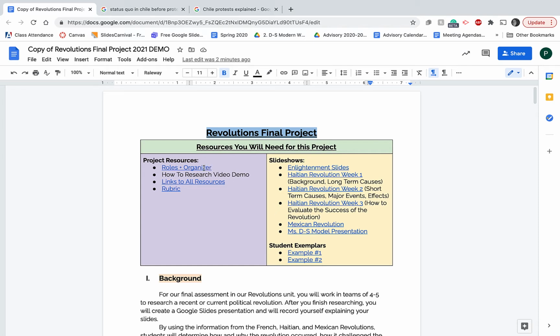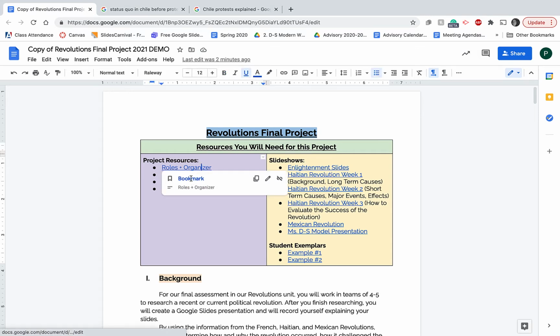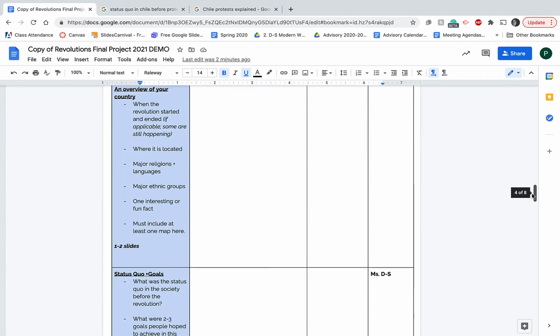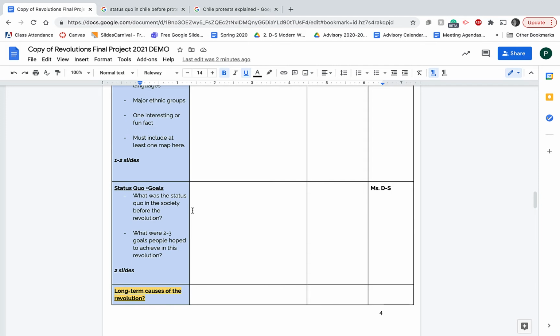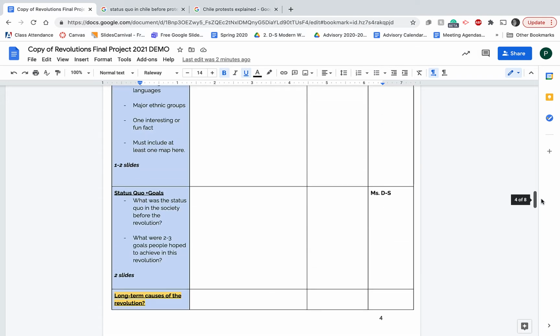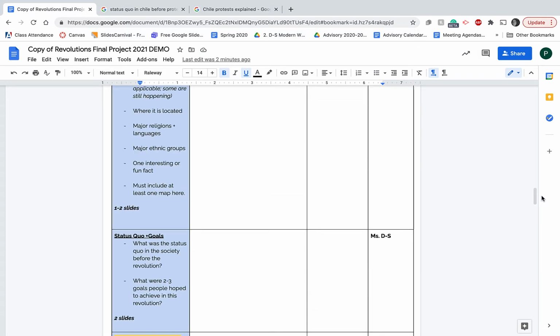So what I want to do is click on roles and organizer because I just want to double check what I am responsible for. If I scroll down, I see Misty S is responsible for status quo and goals and short-term causes of the revolution. So that's how I'm going to start my focus.